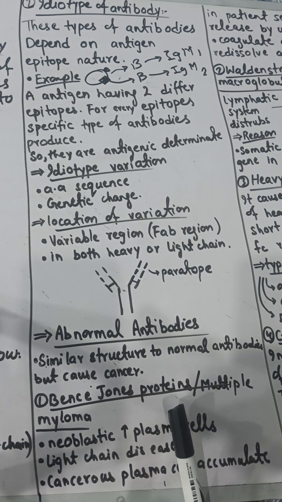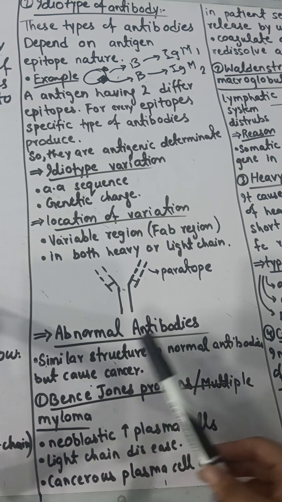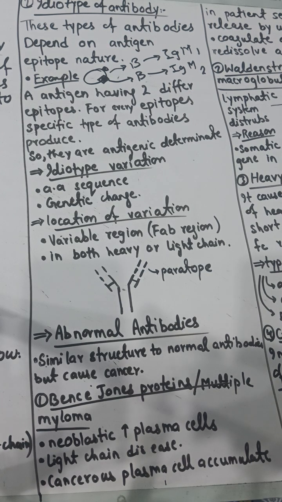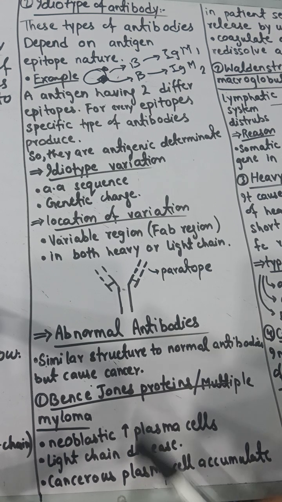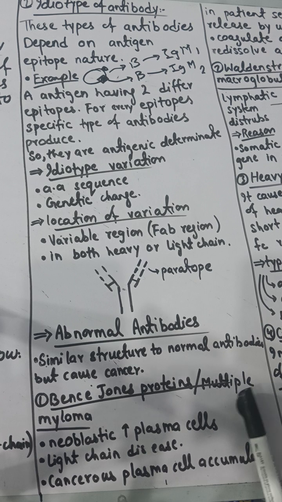We can have a lot of abnormalities. Abnormal antibodies can be produced that are cancerous; their structure is similar to normal antibodies, but they cause cancer. So what types of diseases can be caused by abnormal antibodies? Let's discuss them. The first disease is Bence Jones protein, which can also be called multiple myeloma.